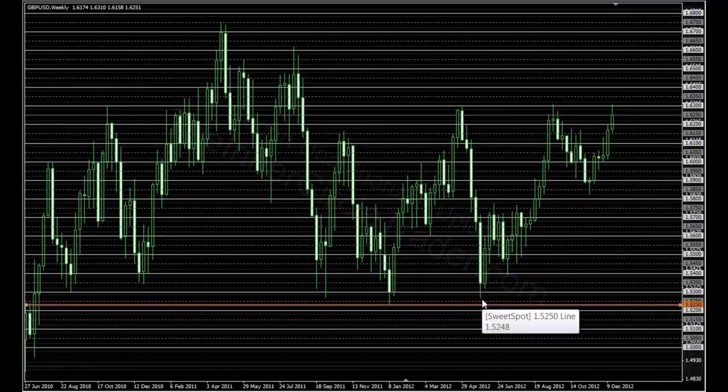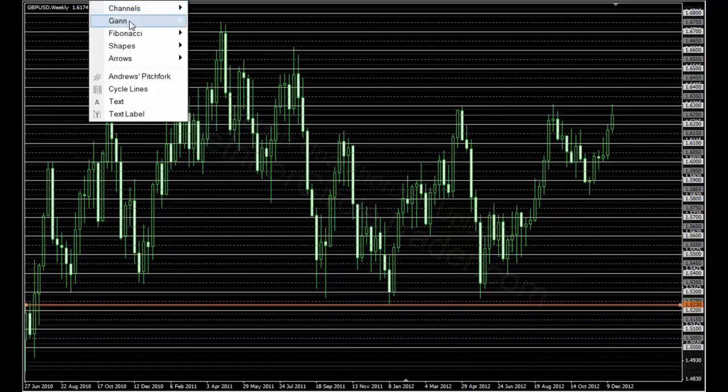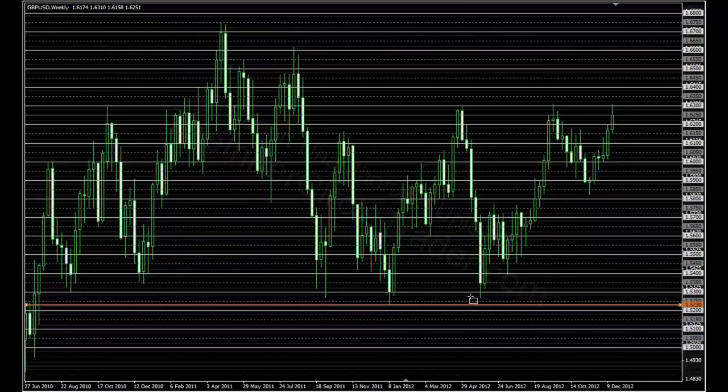Okay, but we've identified this little area in here, and what I'm going to do is just highlight. Okay, and we're going to use the 53 and the 5250 level in here. Now what I'm drawing your attention to is the fact that we have this low in here, the low here, and the low here. Okay, so we're working within this 50 pip range in here.